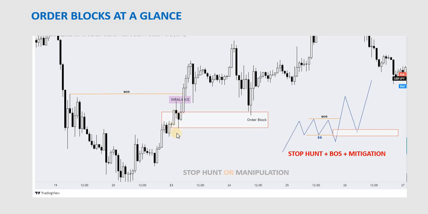Then after the stop hunt, we have a break of structure. We also have an imbalance created here. Then the next thing is to wait for price to mitigate the order block so formed for continuation to the upside. So we have this break of structure, we have the mitigation, and we have the continuation.